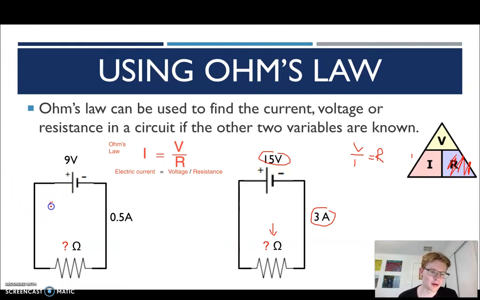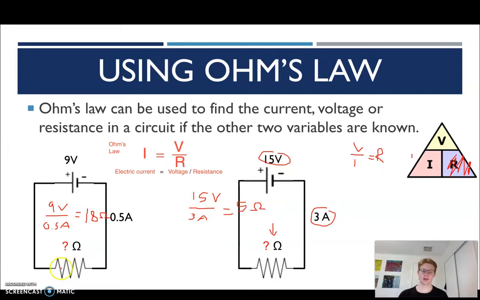9 volts divided by 0.5 amps. Again, you're allowed your calculator. That equals 18 ohms. Okay, so that's resistance there. Last one, 15 volts divided by 3 amps. That gives you, what's that, 5 ohms.